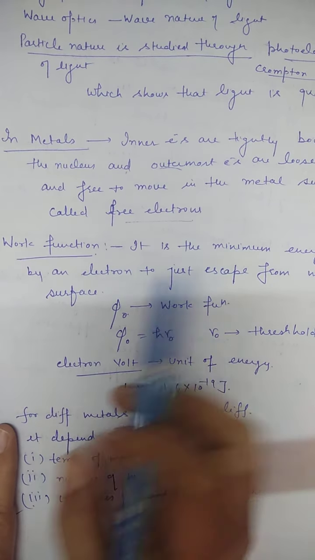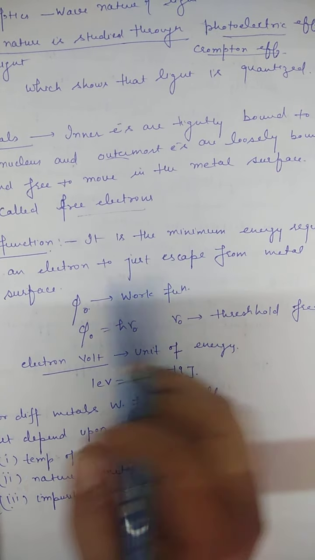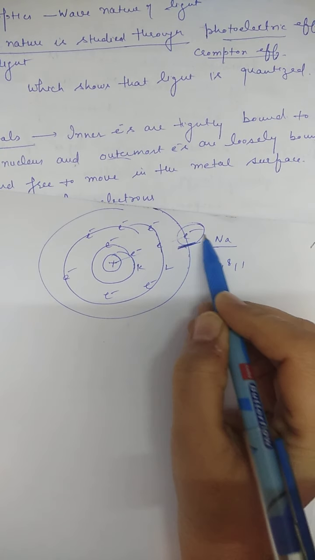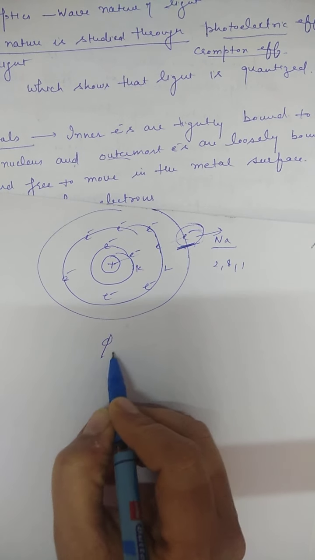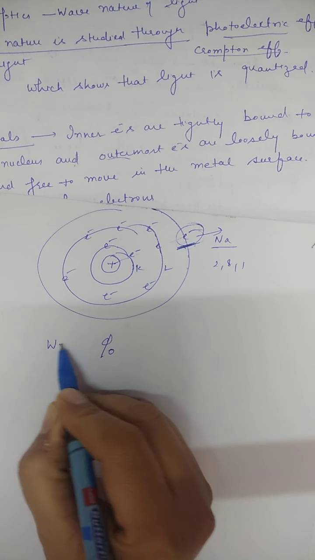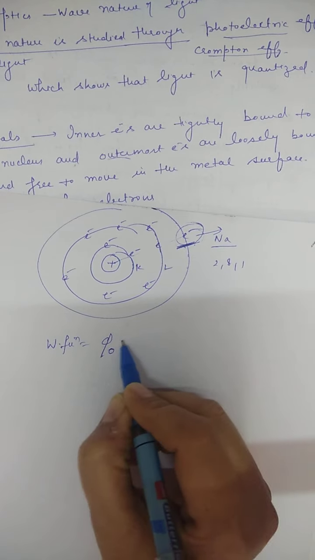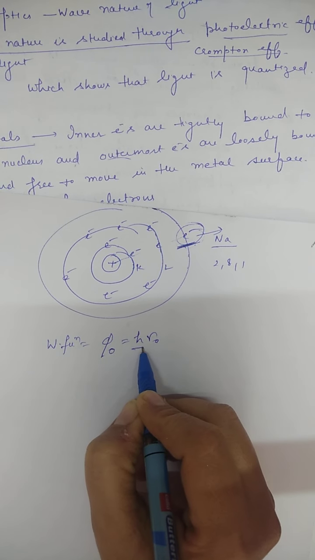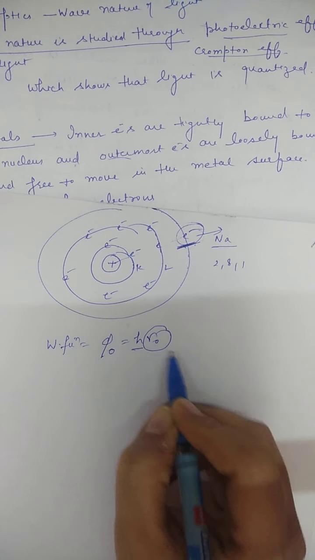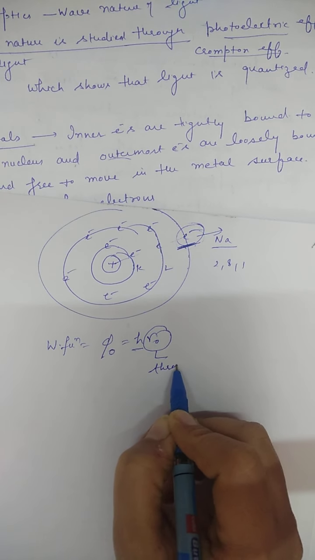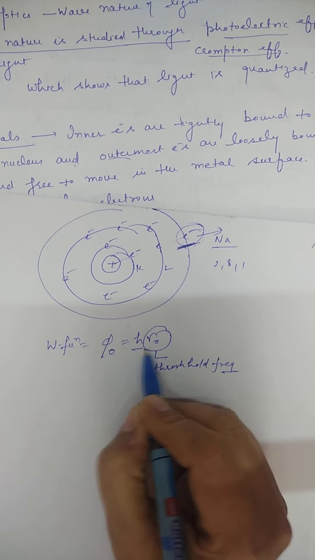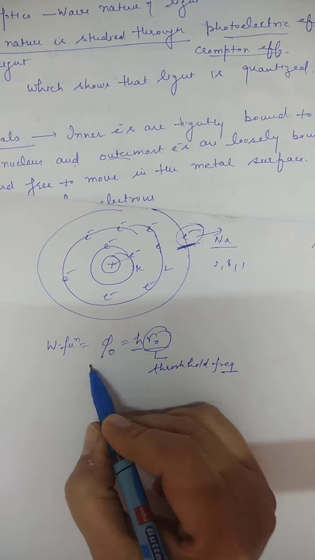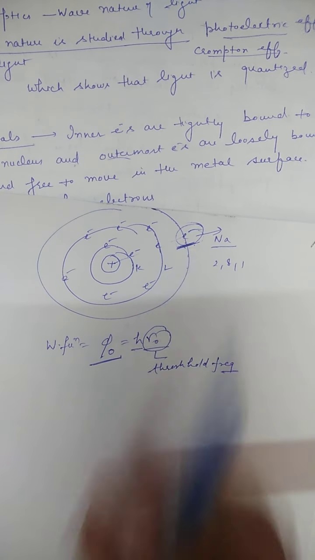It is the minimum energy required by an electron to just escape from the metal surface. अब अगर हम इसका example लें तो इस outermost electron को free करने के लिए जितनी energy चाहिए वो क्या है, उसकी work function. और work function को हम represent करते हैं phi naught से, and phi naught is equal to h into nu naught. What is h? h is Planck's constant, and what is nu naught? It is called threshold frequency. This is the minimum frequency required for the emission of the electron from its outermost orbit.